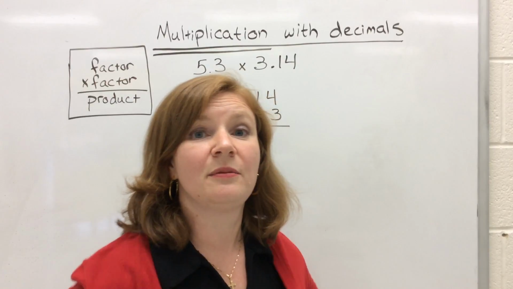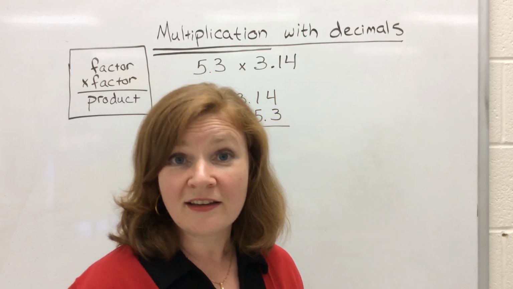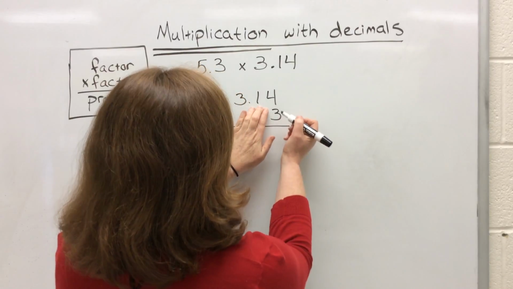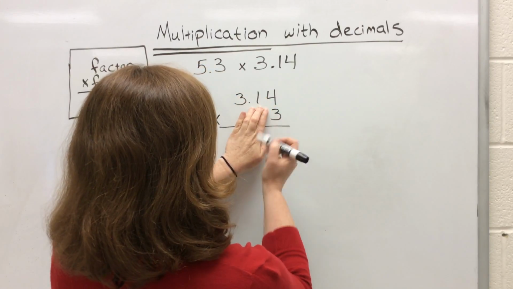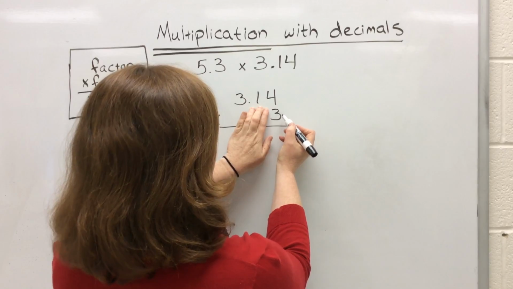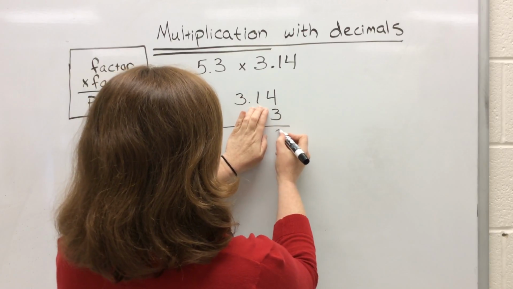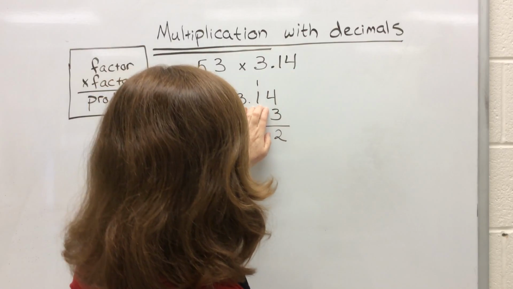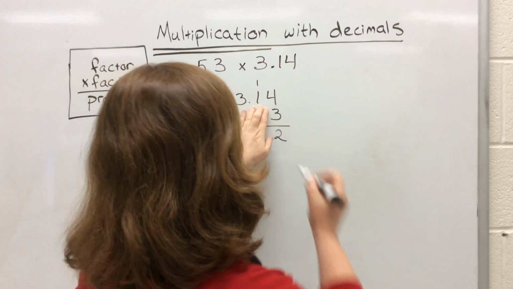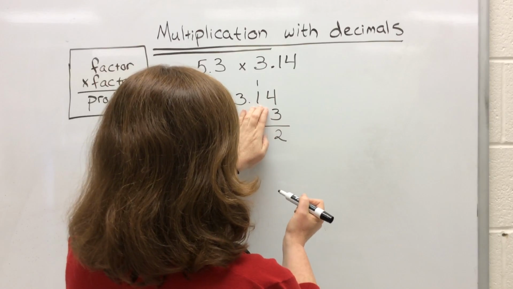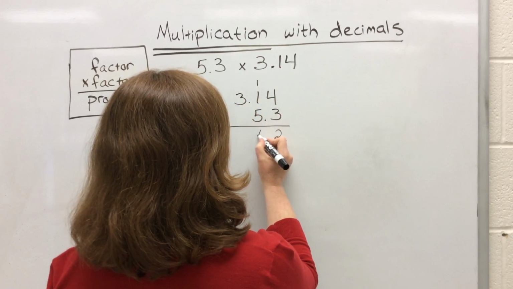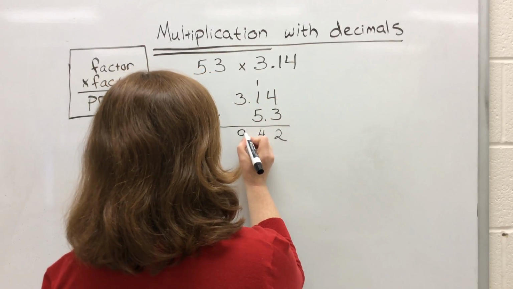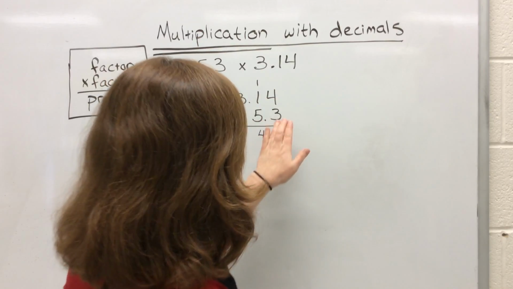Now I'm just going to begin multiplying. I'm going to pretend like those decimals are not even there. So I'm going to ignore my 5 first, because that's one digit over to the left, and I'll start on the right. 3 times 4 is 12. My 2 goes here, and I bring my 1 over and put it above the next digit to the left. 3 times 1 is 3, plus 1 more is 4. 3 times 3 is 9, and that goes here. Now I'm done using my 3.